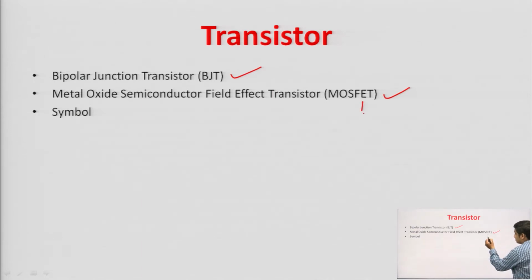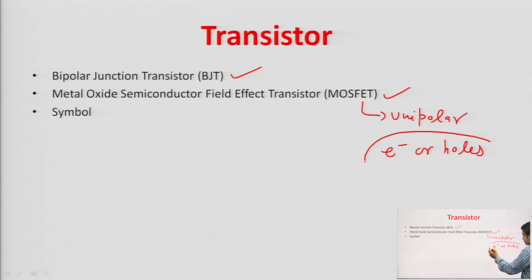MOSFET is unipolar, because in MOSFET the current flows only due to either electrons or holes. If it is due to electrons, that is called N channel MOSFET, if it is due to holes, that is called P channel MOSFET, fine.